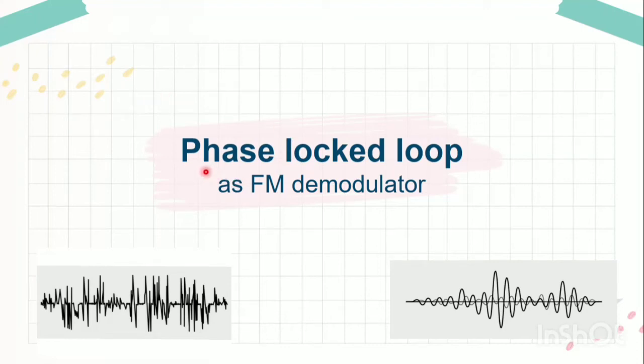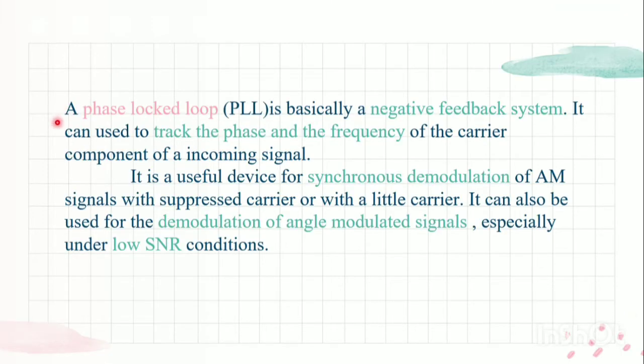Hello, we are going to see phase lock loop as FM demodulator. A phase lock loop, that is PLL, is basically a negative feedback system. It can be used to track the phase and the frequency of the carrier component of an incoming signal. It is a useful device for synchronous demodulation of AM signals with suppressed carrier or with a little carrier. It can also be used for the demodulation of angle modulated signals, especially under low signal to noise ratio conditions.